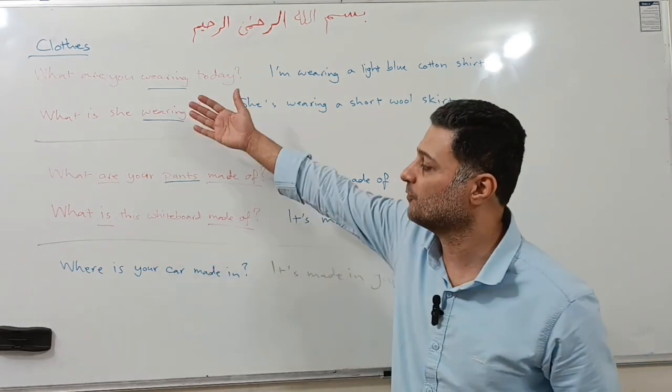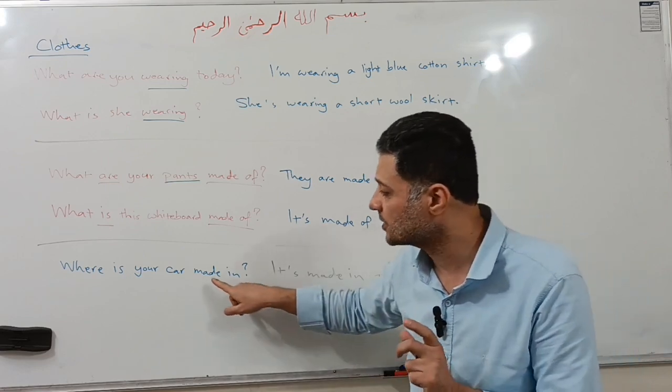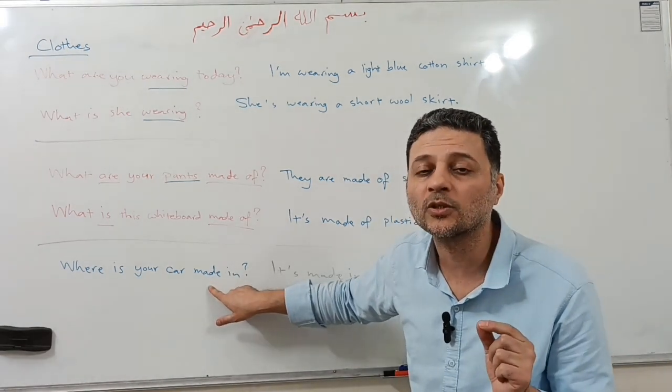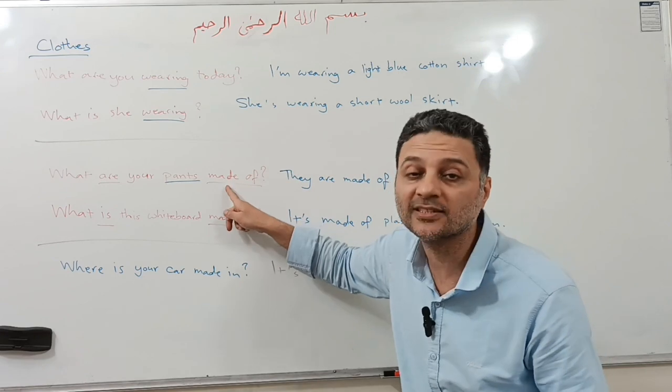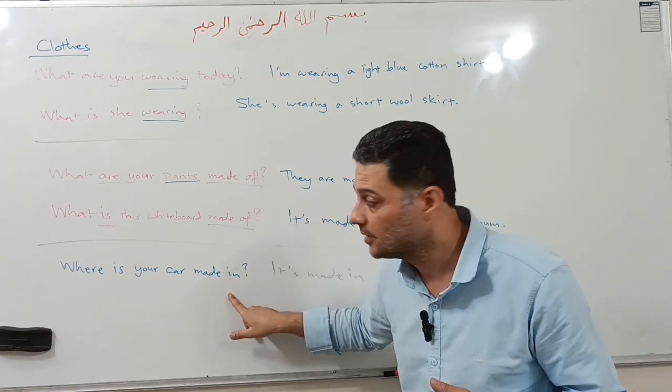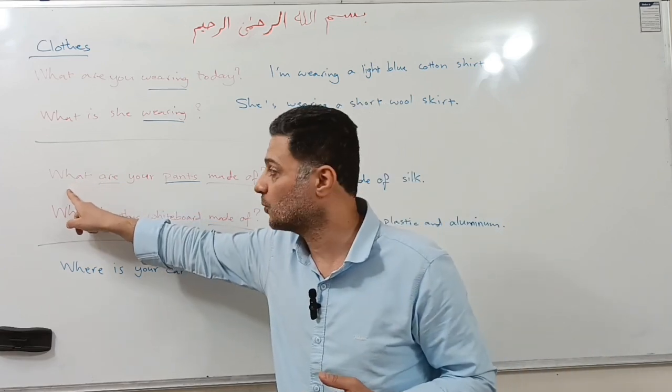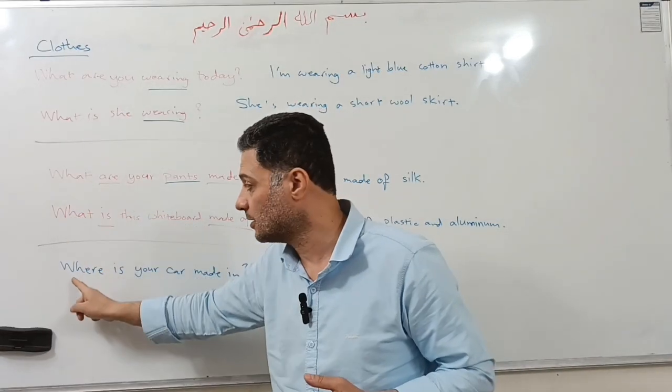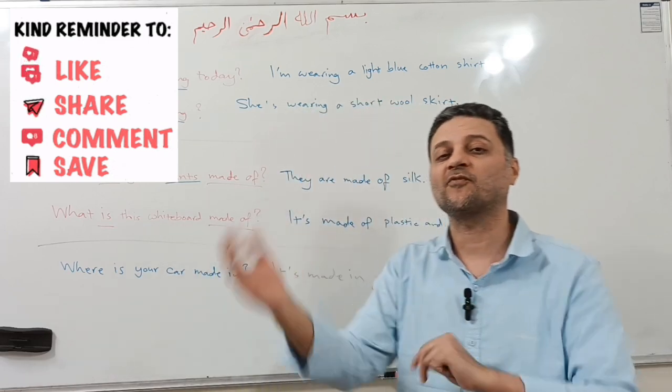Of course, it's a little bit different, but just because it consists of the word made, which is the past tense, like this one, but this one is made of. This one is made in. We start the question with what here, but with where there. So be careful. Don't confuse them, okay?